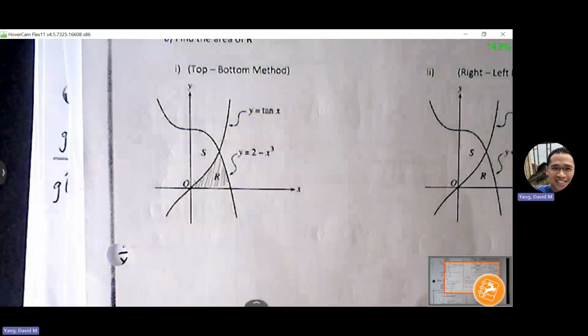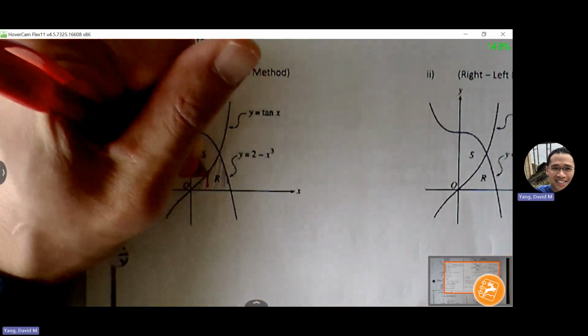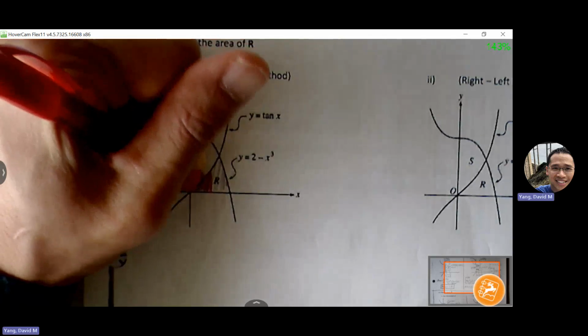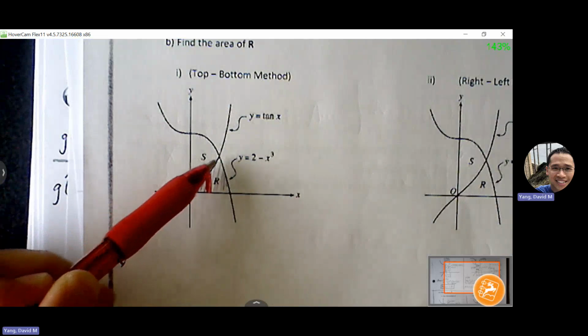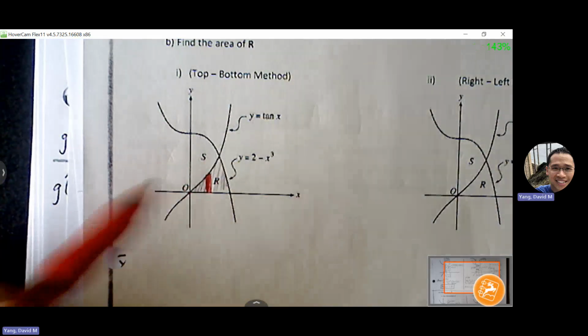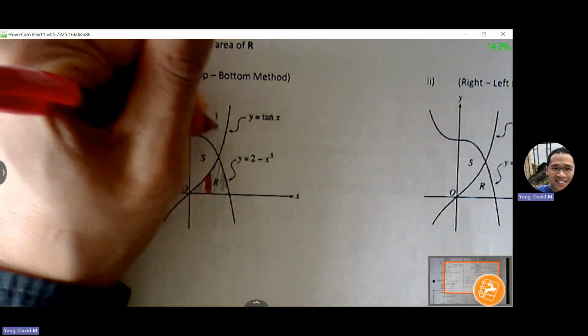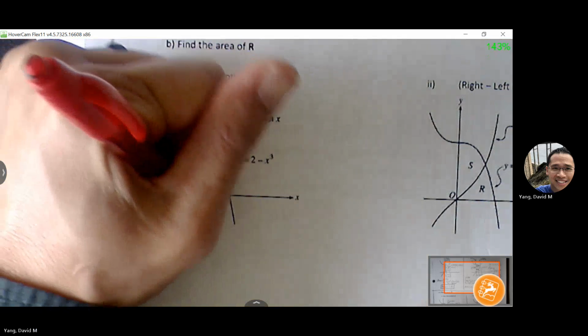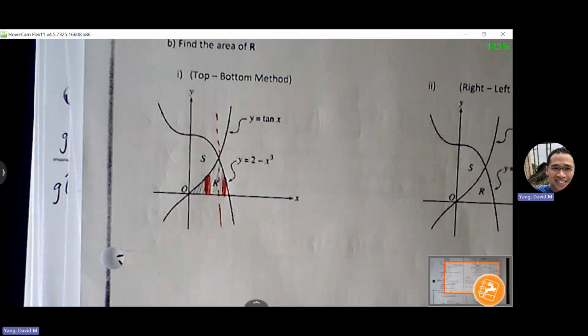So if I want to do region R, top minus bottom, can I rely on one integral to help me get there? No. Okay. So if I draw a representative rectangle and slide that rectangle from one side to the other, that top is going to have to switch, right? At the intersection, it's going to switch to a different curve. So I don't have the same top function for the entirety of the region. So I need two separate integrals if I want to find the area of region R.